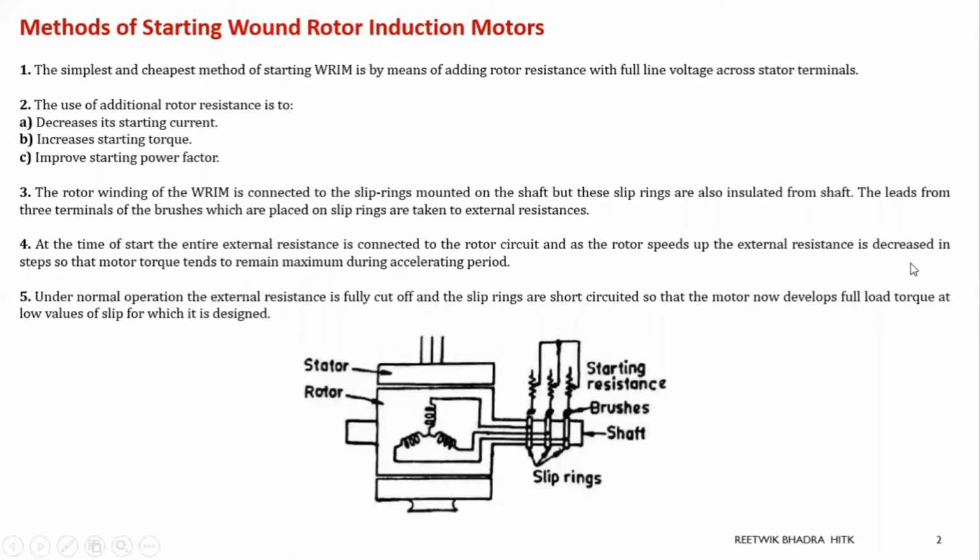So external resistance is decreased slowly as the rotor speeds up, and the rotor motor torque tends to remain maximum during the accelerating period. So we choose the value of Sm only, we try to keep the value fixed as Sm. And under this normal condition, the external resistance is fully cut off, that I have told you. At the last, at full load and normal condition, all the resistance is fully cut off. So external resistance is fully cut off, and slip rings are short circuited so that the motor develops full load torque at low values of slip for which it is designed.